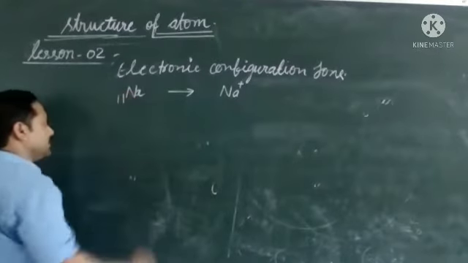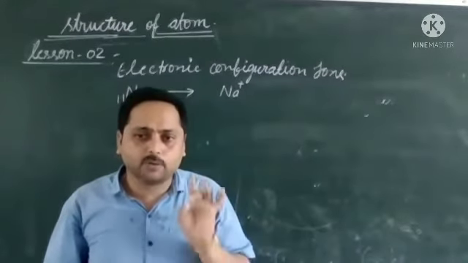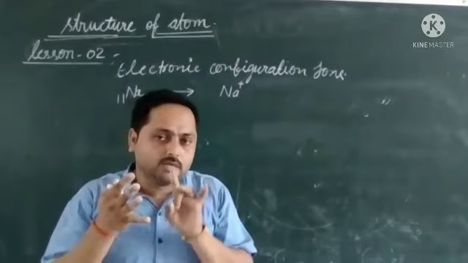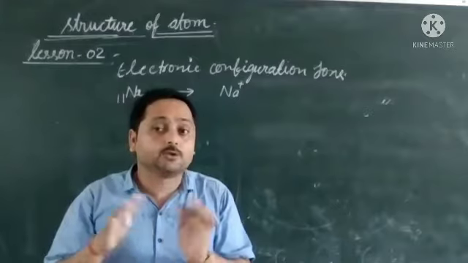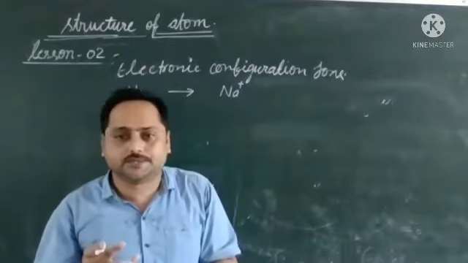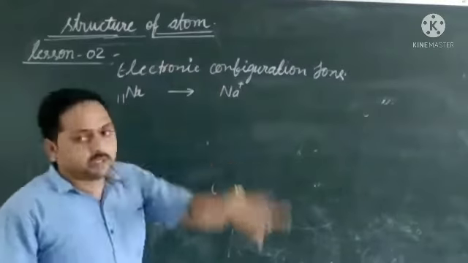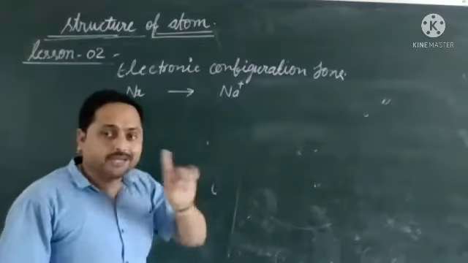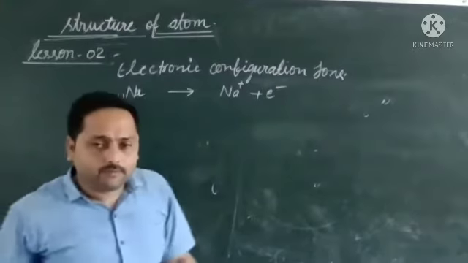Here the number is the atomic number, and in a neutral atom, we know that the number of electrons and the number of protons are equal, since the atom has no charge. Got it? Here, what has it lost? It has lost an electron.